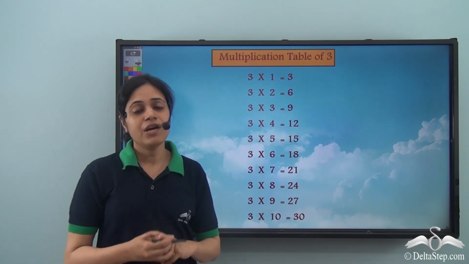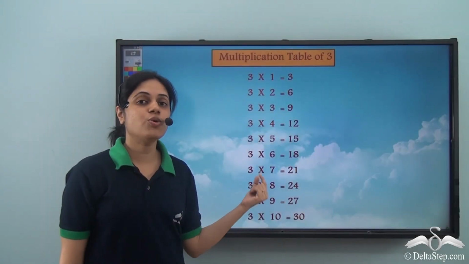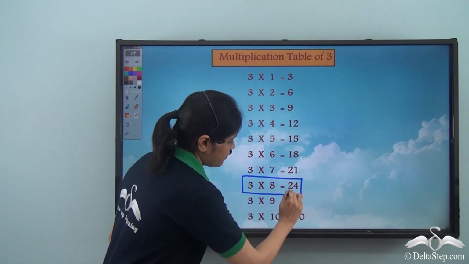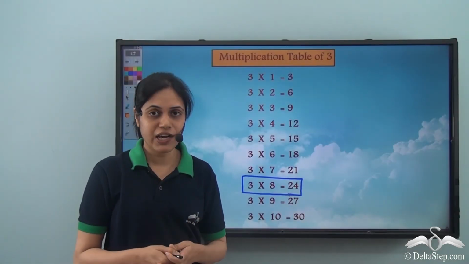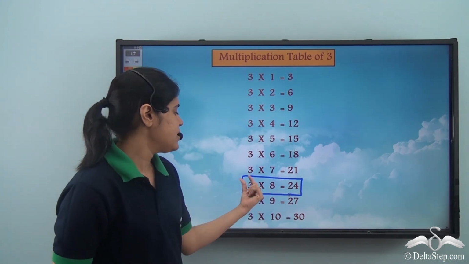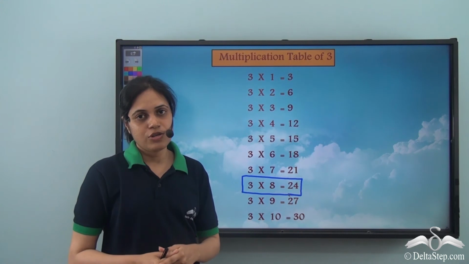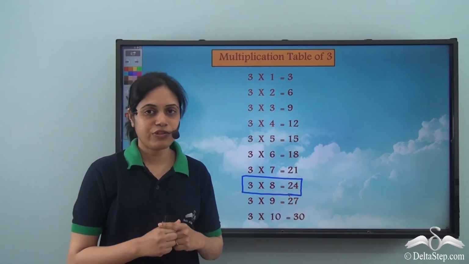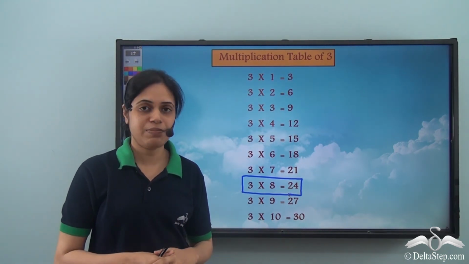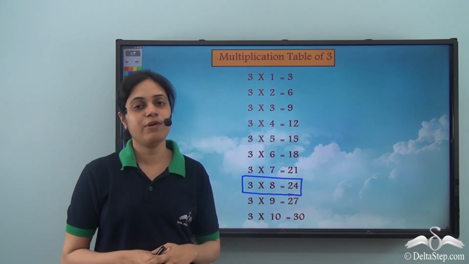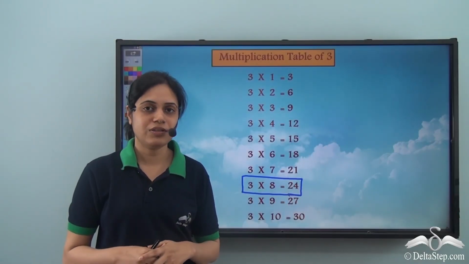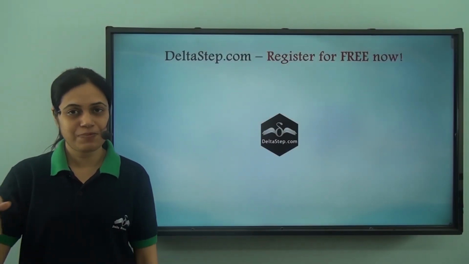Why is it important? It is important because whenever you need to add 3 again and again, suppose you need to add 3 8 times, it will take a lot of time because you need to add it 8 times. But instead, if you know this, that 3 into 8 is 24, it would take a less amount of time and effort. So it is very important to learn these multiplication tables. So make your own table of 3 and remember it by heart and practice it till the time you are thorough with it.